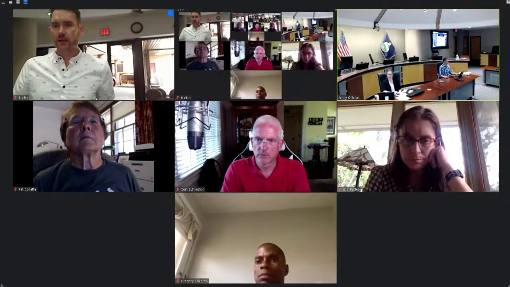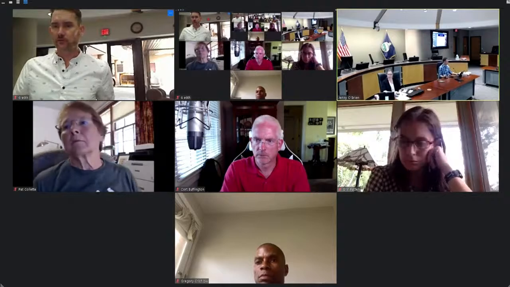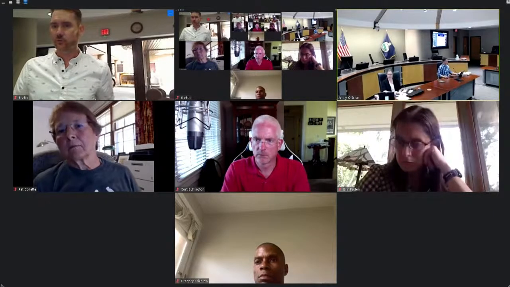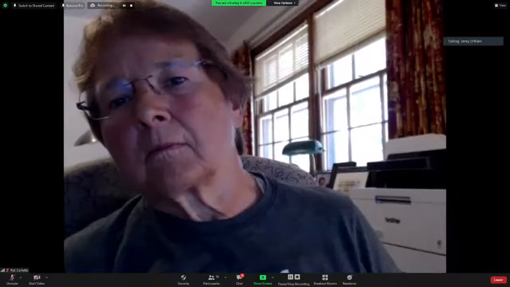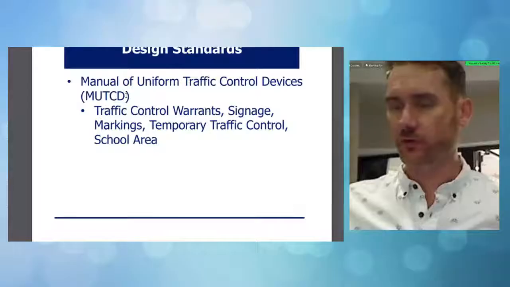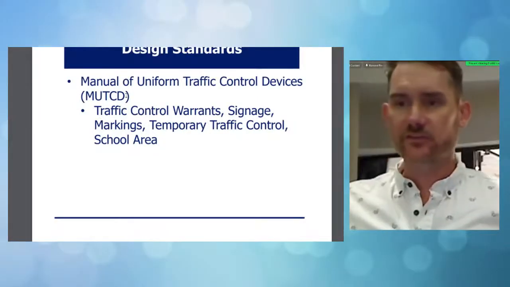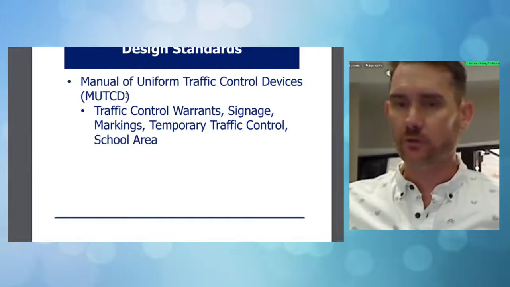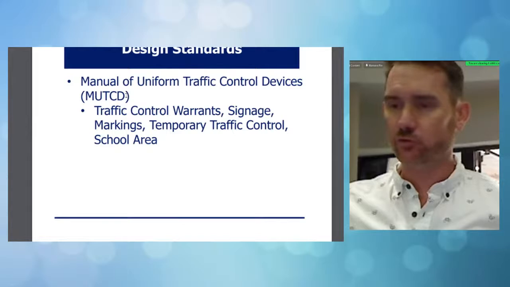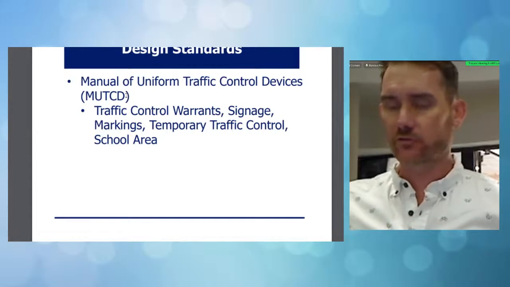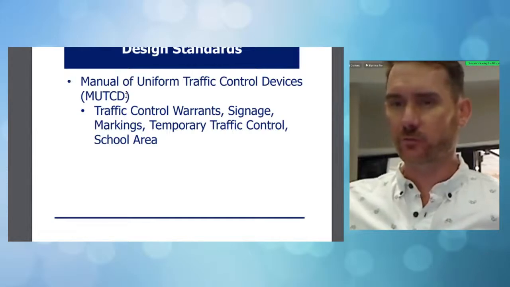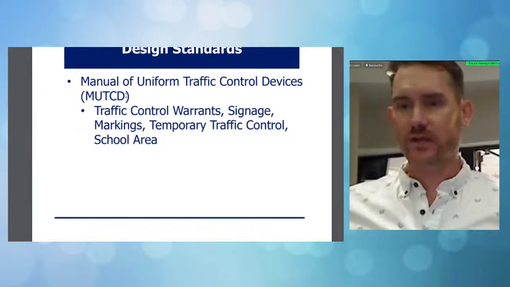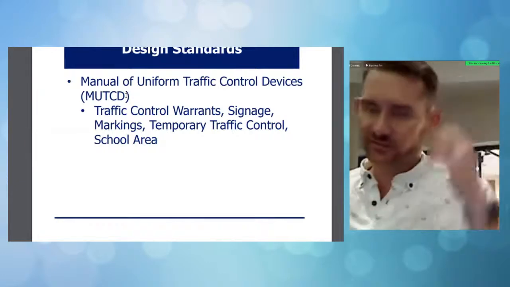So another guide that we do use often is the Manual of Uniform Traffic Control Devices. It speaks to a lot of the traffic control warrants around any signage that's installed in the right of way, markings, temporary traffic control, which is used for maintenance of traffic on construction projects, and school area traffic control. So those are some of the major highlights or chapters of the MUTCD.